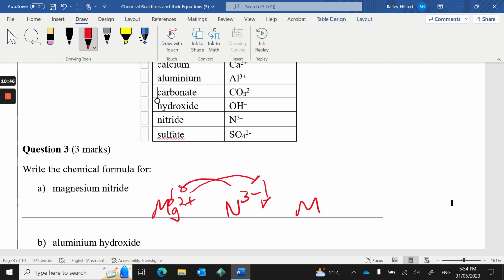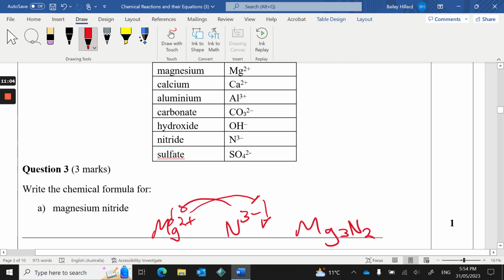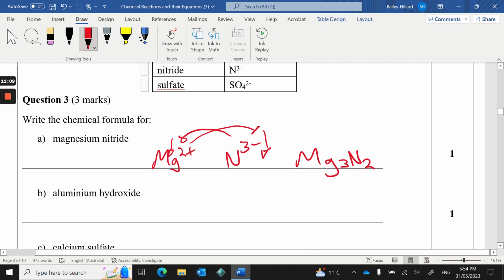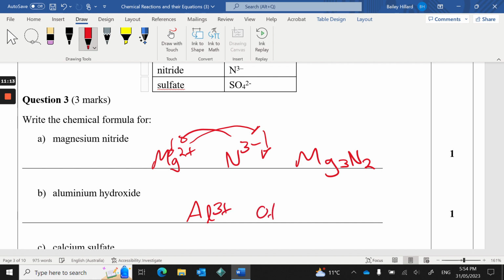Okay, so Mg3N2. And that makes sense because if we have 2 nitrides, that's 6-. And if we have 3 magnesiums, well, each is 2+, so that gives us 6+, 6+, 6-. We've got ourselves a neutral salt. Again, looking back up here, we have aluminium, which is denoted as 3+. And we have hydroxide, which is OH-1.